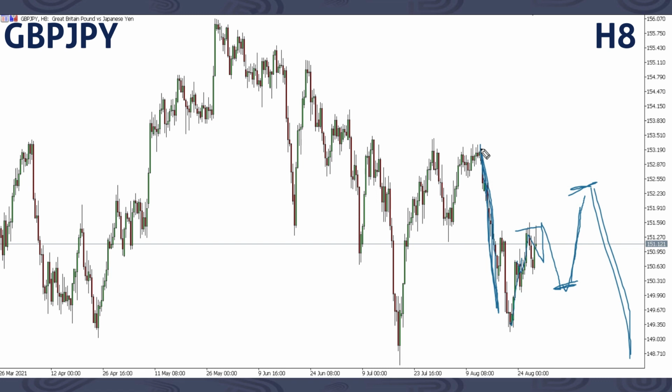The impulse move we got here would be similar to this that we'll be getting here after we get this drop, then up. So if price follows this route, then you know that we are to get this drop here. That is what we can expect from GBP JPY.